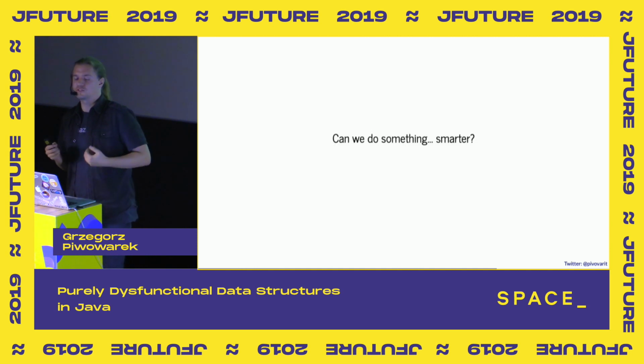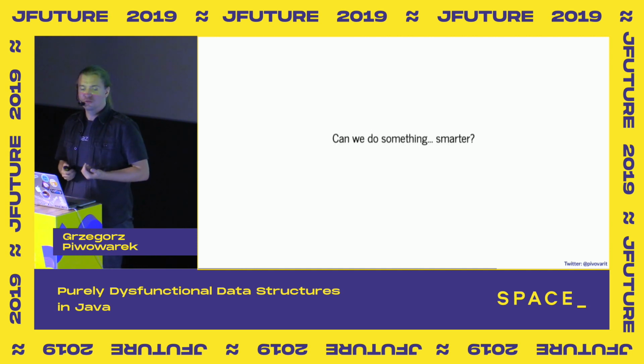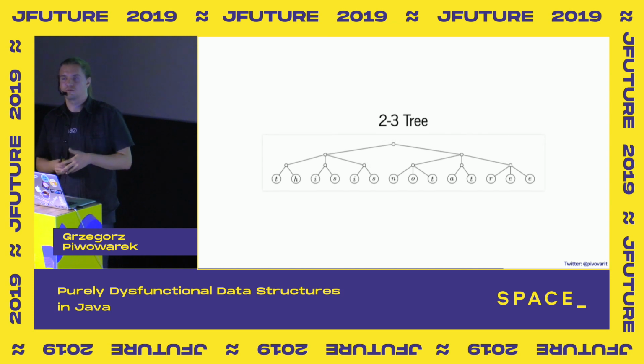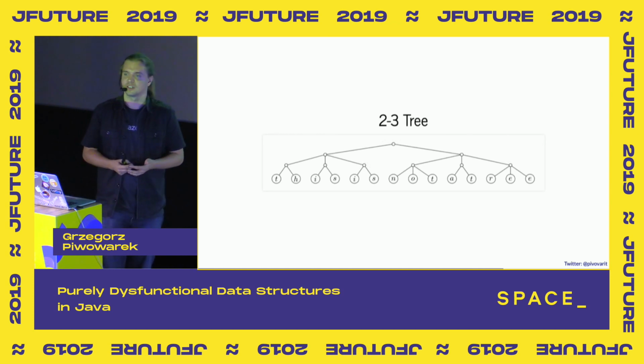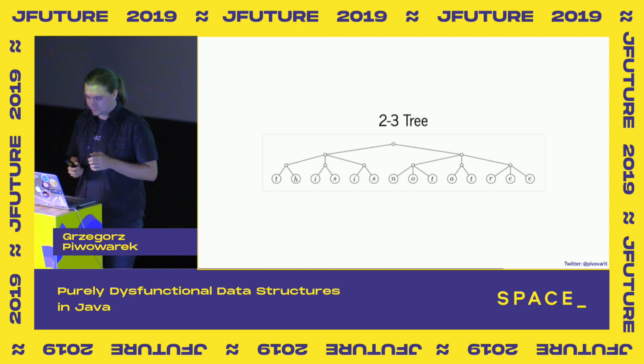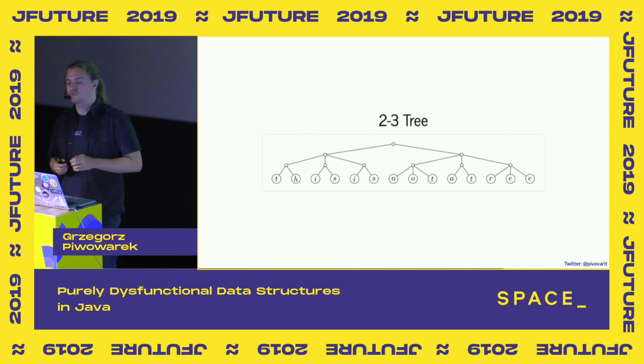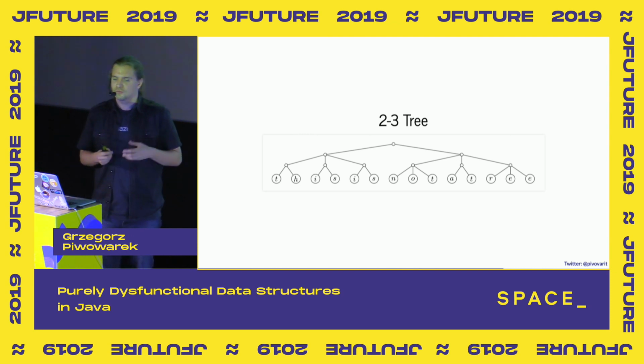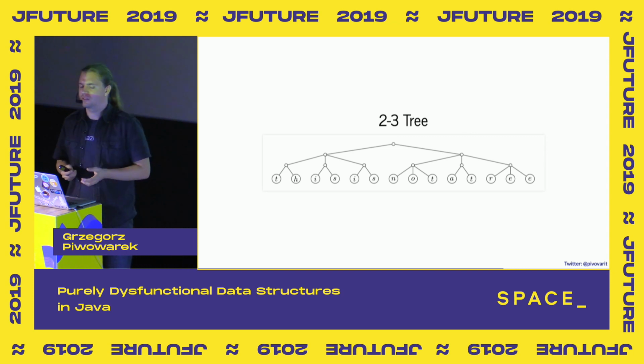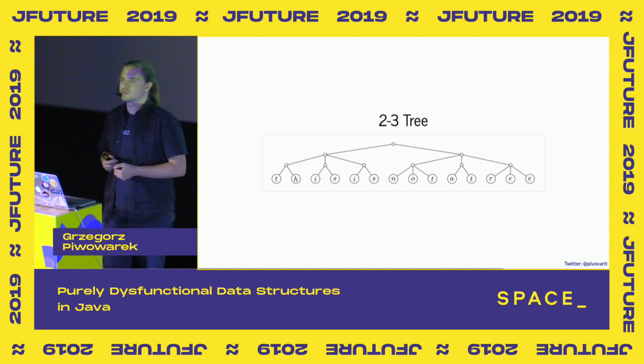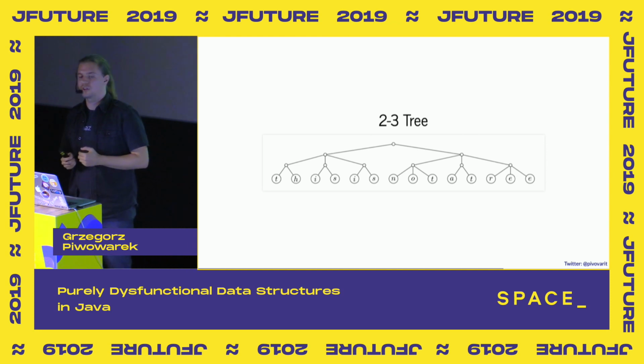Could we do something even smarter than that? We could use a tree again. It turns out that we found a solution when it comes to building persistent queues, and it's based on a 2-3 finger tree. A 2-3 tree, just to remind you, is a tree which keeps all the value nodes at the same level and has a variable branching factor from 2 to 3.